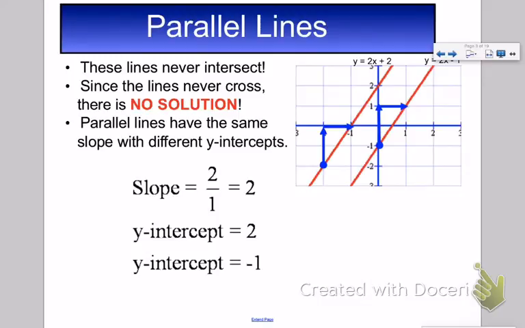Our other case is if we have parallel lines. They never intersect, therefore they have no solution. We know that parallel lines have the same slope, so if we have two lines with the same slope, we actually don't even need to graph them because we know that they are parallel.